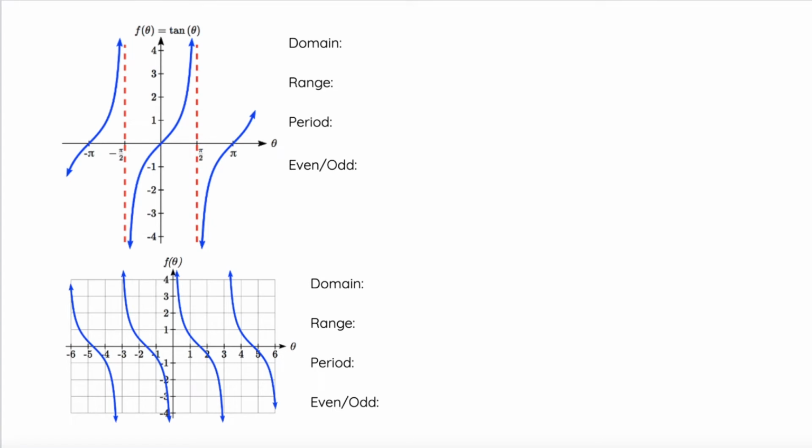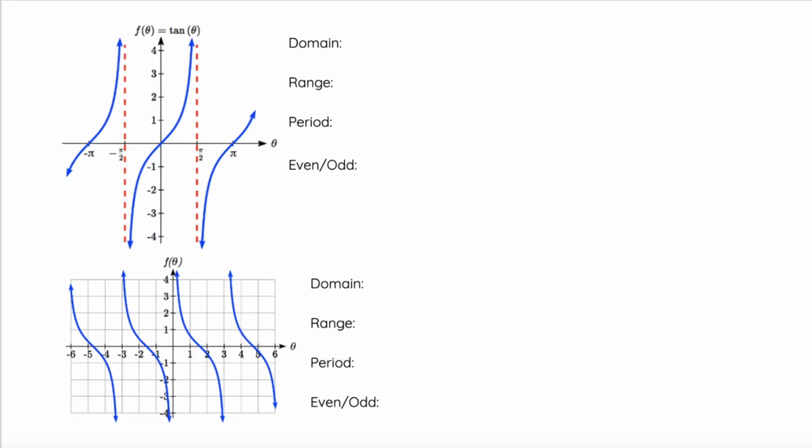Sinusoidal graphs. The sinusoidal graphs we saw were sine and cosine, because their period was 2 pi. So every 2 pi, the pattern repeated itself. In today's lesson, we need to talk about other trig functions that have different periods. We're going to start with tangent here.